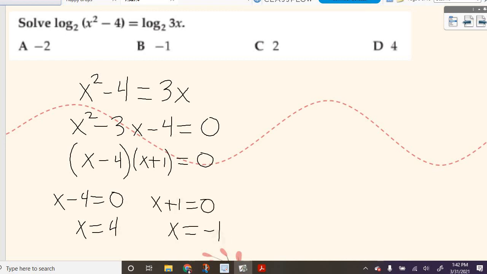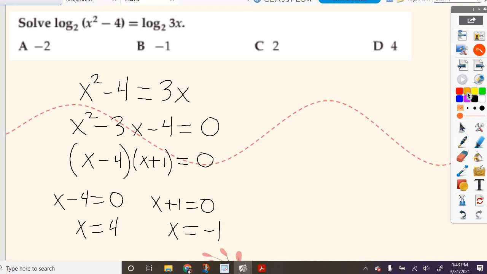Notice that we get 2 answers, but this is a multiple choice question. And notice that -1 and 4 are both options, but neither one of them is an option to have both of them at the same time. This is where I said it's going to be really important that we go back in and check ourselves. So I'm going to start with our original equation, and that's going to be really important.